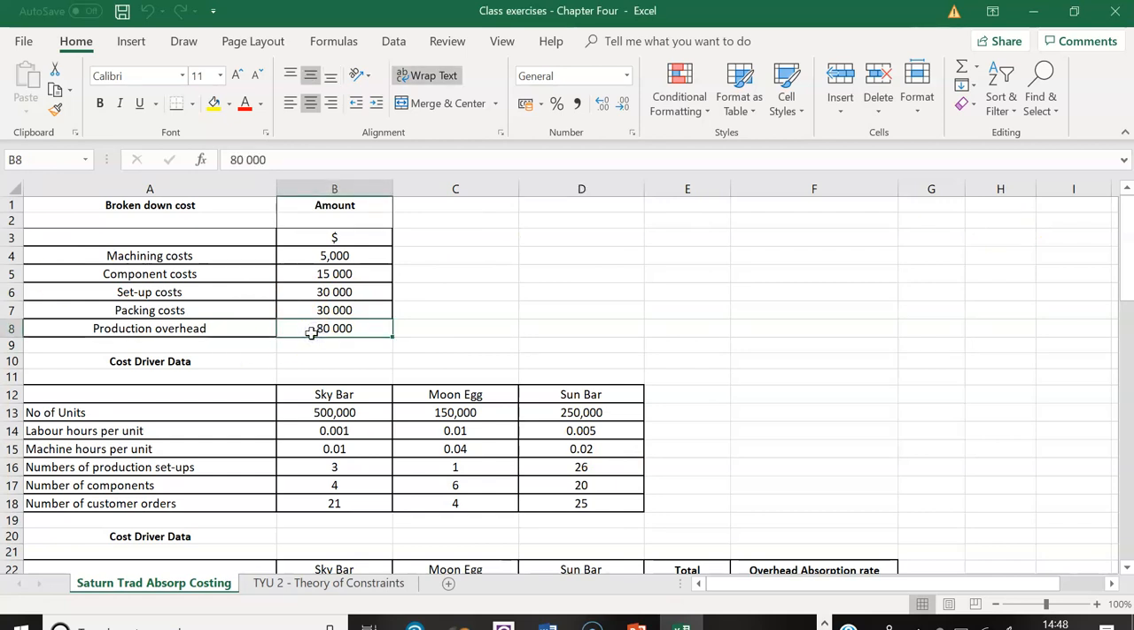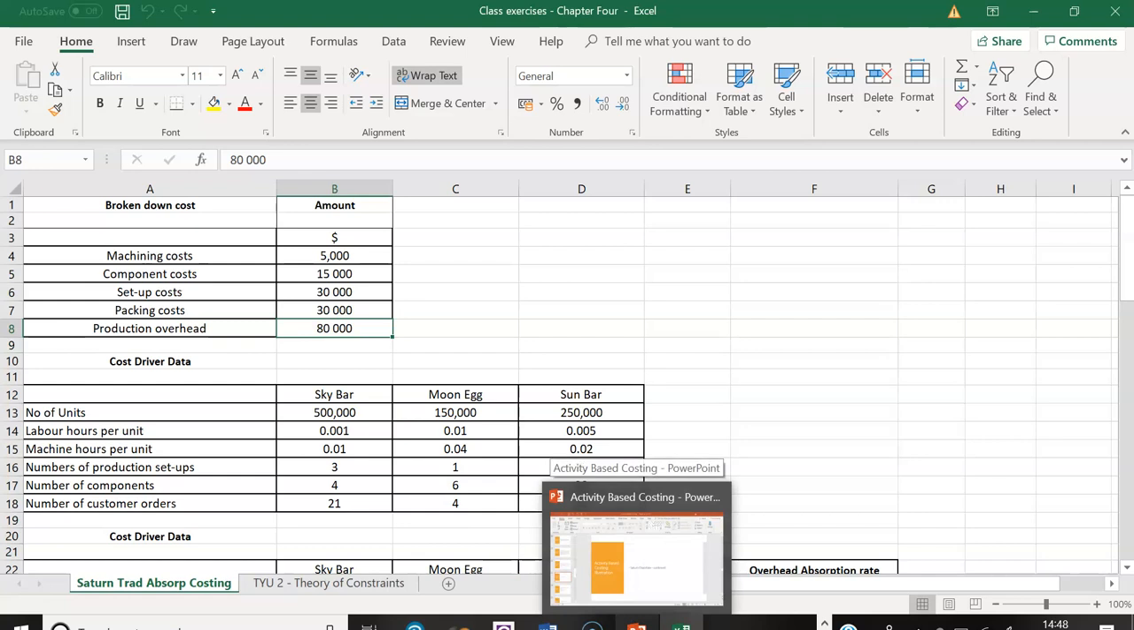Here's the 80,000 for Saturn. So look at the question. The question is in your textbook. Let me find the page very quickly so you can read. Pause the video, read the question, and then we will carry on. This is on page 81 of your textbook.